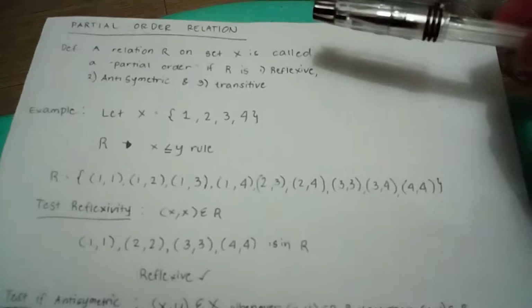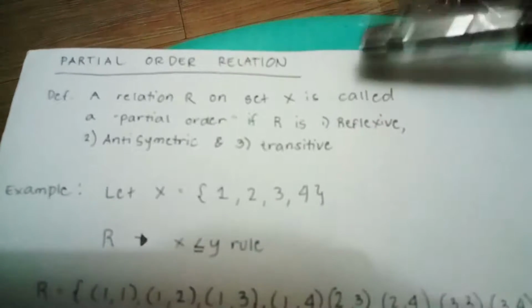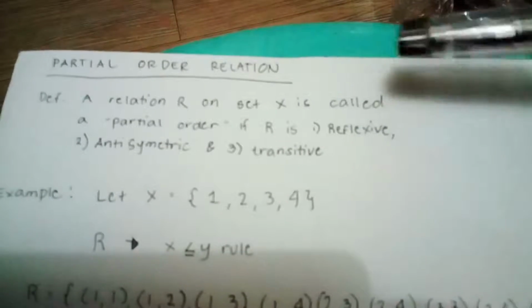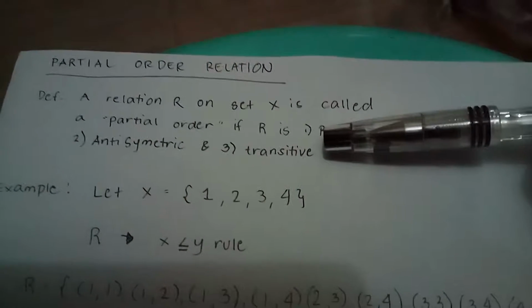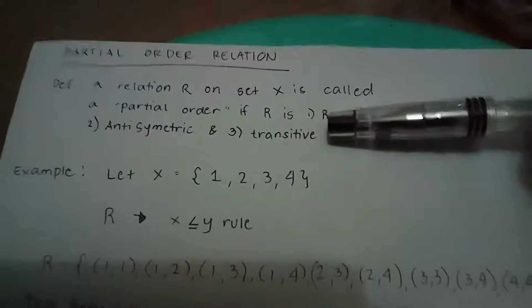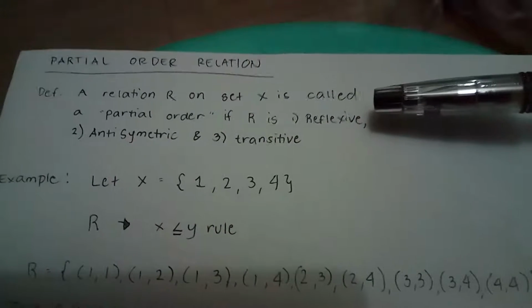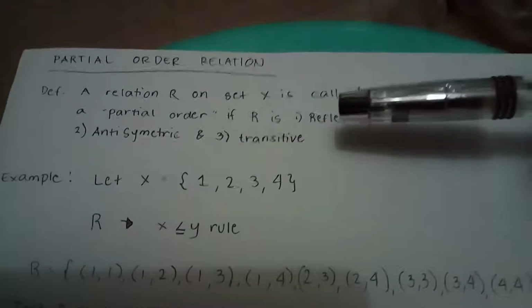Partial order relation. So first, i-define natin kung ano yung partial order relation. So, definition. Ang partial order relation is a relation R on set X is called a partial order if the relation is 1. Reflexive, 2. Antisymmetric, and 3. Transitive. So, basically, kapag pumasok siya dun sa tatlong condition na yun, matatawag na natin siya na partial order relation.